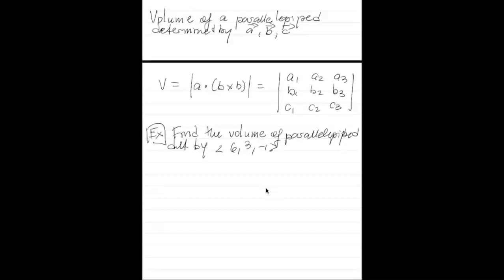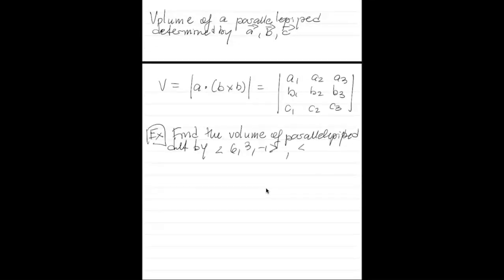So example, find the volume of a parallelepiped determined by the vectors 6, 3, -1, and 0, 1, 2, and 4, -2, 5.